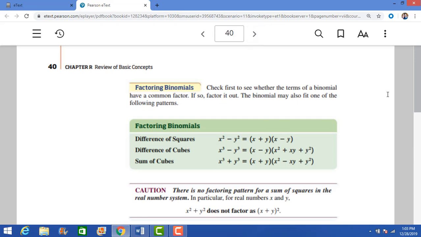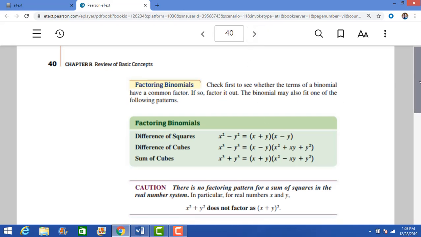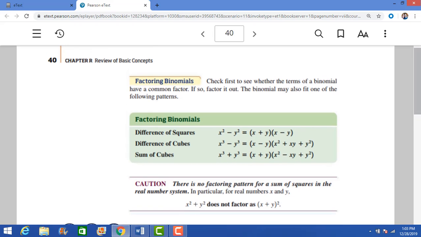Now, let's factor binomials. Now, factoring binomials, again, we're going to have different forms. Notice that this is a difference of two squares. We already know this one. We've seen this one in the last section. So we know that a difference of two squares is always factored into x plus y, x minus y. So x squared minus y squared will always have this form in factored form.